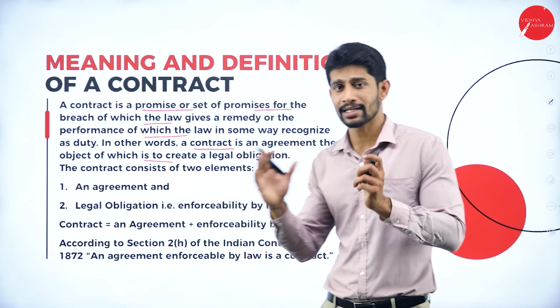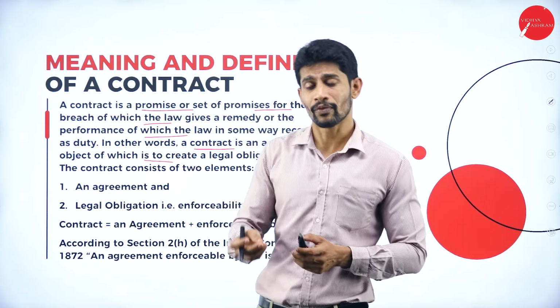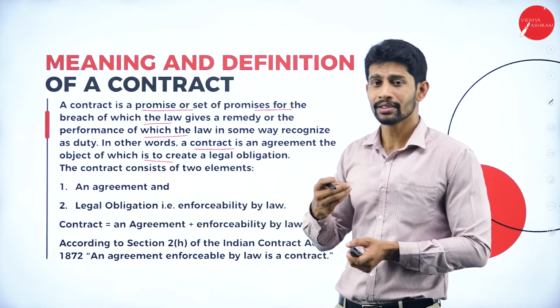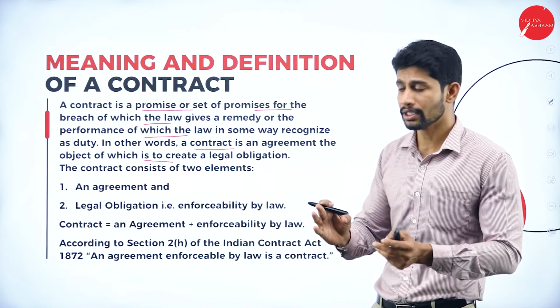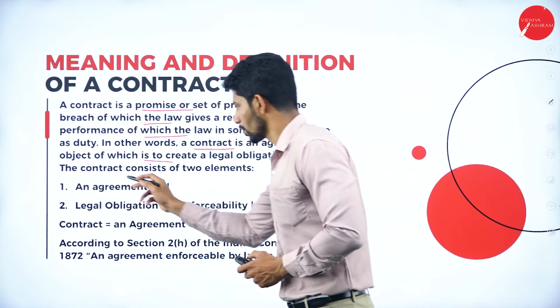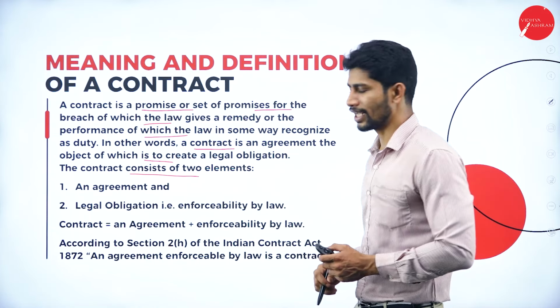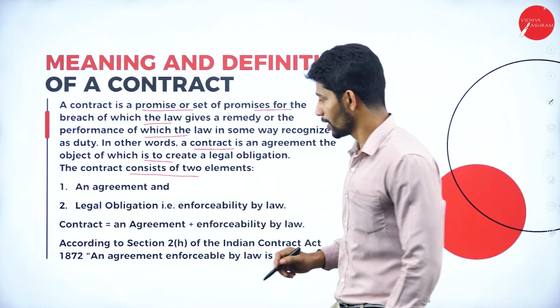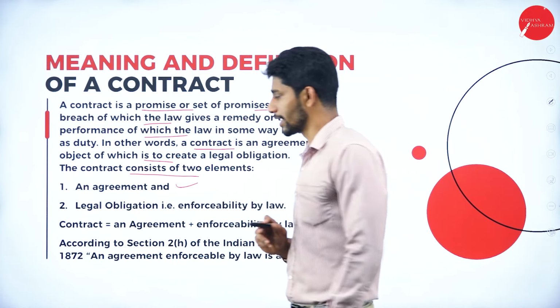Yes, a contract is an agreement between two parties. Why do we go to contract? Why do we create a contract? In order to create a legal obligation between the two parties. So a contract consists of two elements. Which are those? The first one is an agreement.